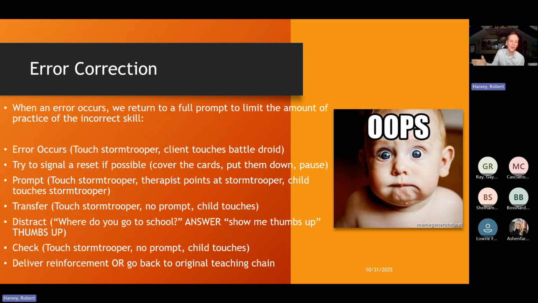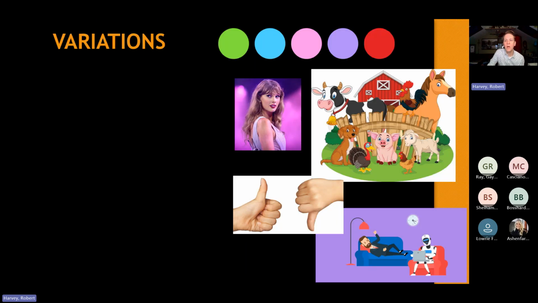You're going to decide whether you're going to deliver reinforcement then, or if you're going to go back to what you were originally teaching. Because remember, this was an error. You thought they were going to get it right, and then you had to do this whole process. All right, so what are some variations of all of this?